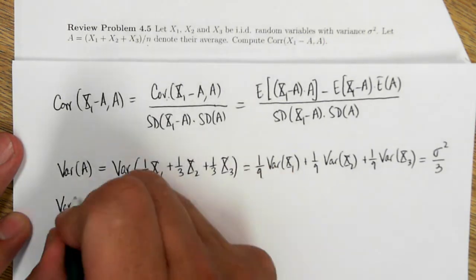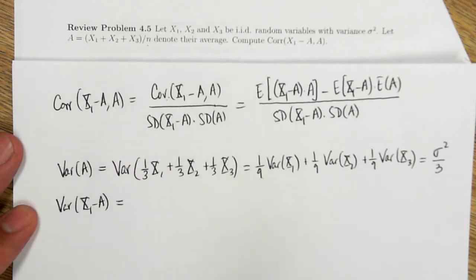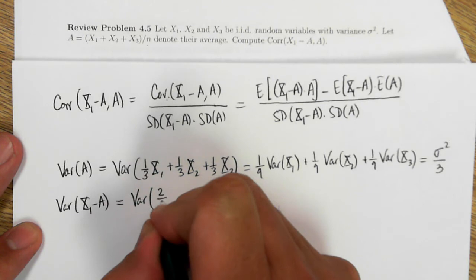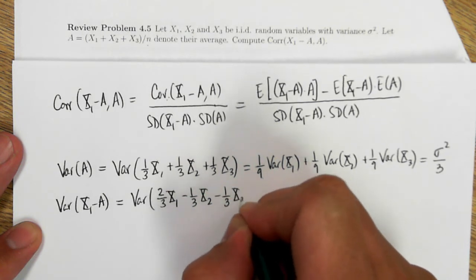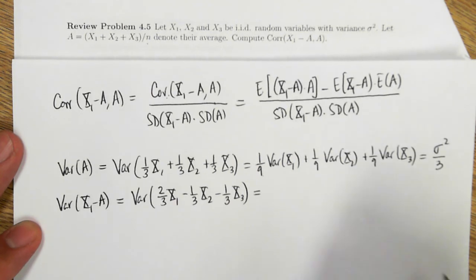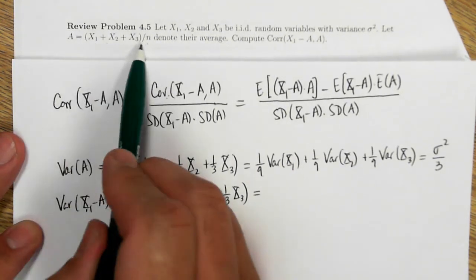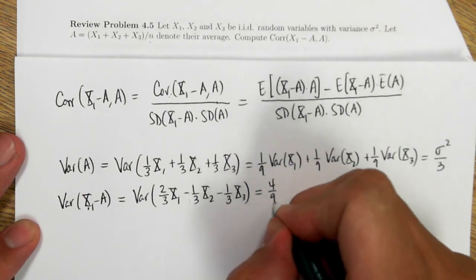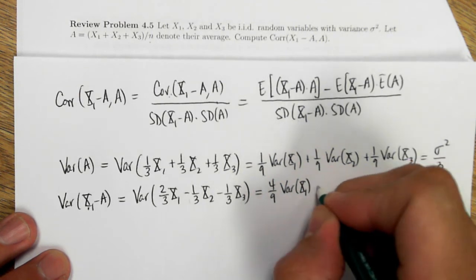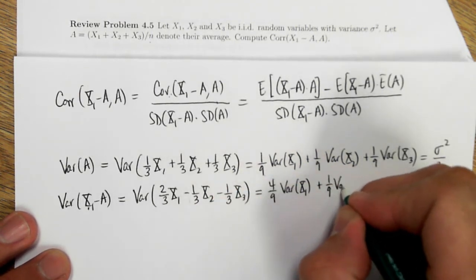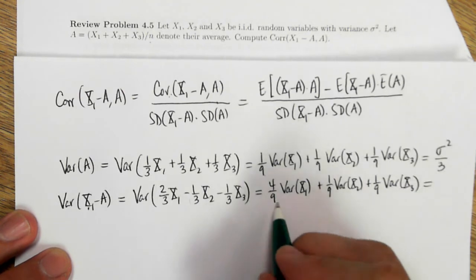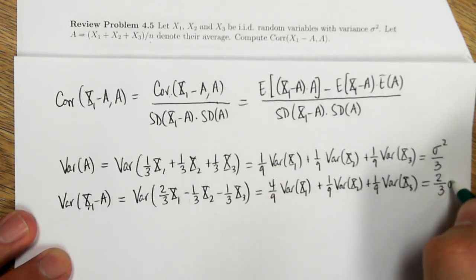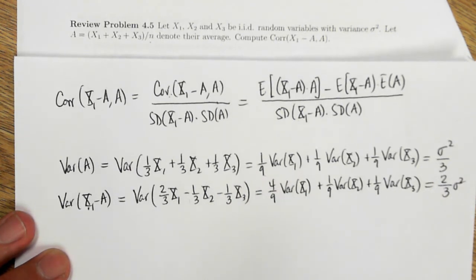Next, let's figure out the variance of X1 minus A. This works out to be the variance of 2/3 X1 minus 1/3 X2 minus 1/3 X3. If I just simply take X1 minus this fraction, I get this. And so this is equal to 4/9 times the variance of X1, plus (-1/3) squared times the variance of X2, plus (-1/3) squared times the variance of X3. Adding these together, we get 6/9, or 2/3, times the variance of X1. Okay, so take the square roots of both of these, and I get the denominator.